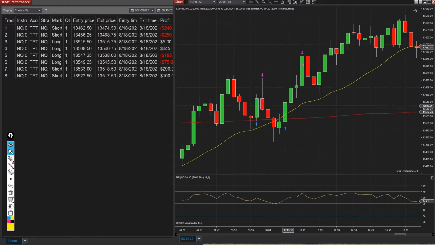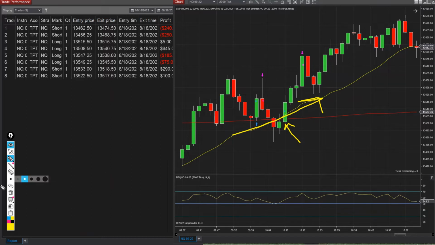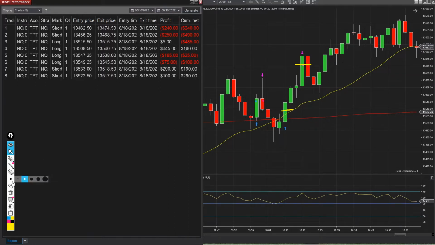Trade number 4 right here, I decided to go long. The 20 moving average is still rising, and this green bar closed above this red bar, and look at that, it's happening right around the 50 RSI. So I got in long here, got out here. This trade took about maybe 6 minutes for a grand total of $645.